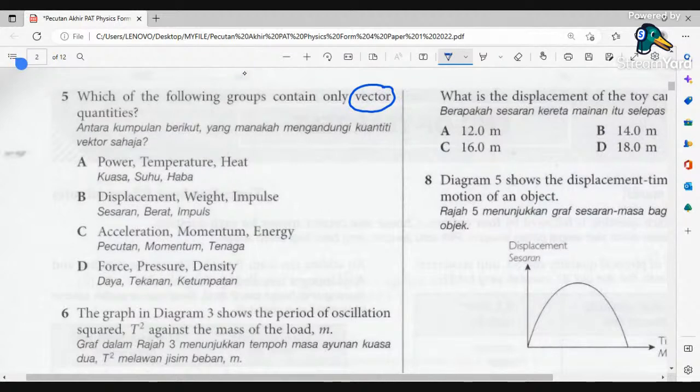Okay, A, power, temperature, heat. Ini semua scalar. Ini tak ada direction, ini tak ada, ini tak ada. All scalar. Okay. B, displacement, weight, impulse. Ini semua vector. Semua ada direction. C, acceleration, yes. Momentum, yes. Energy, no. Energy is scalar. Okay. D, force, yes. Pressure, no. Density, no. So the answer should be B, because the group that contains vector only is displacement, weight, impulse, all vectors.